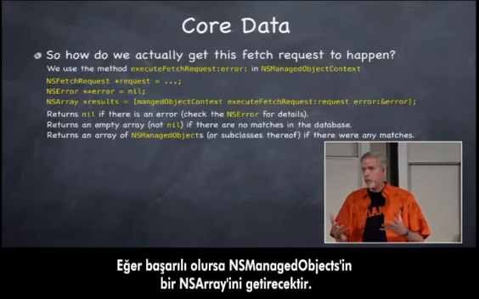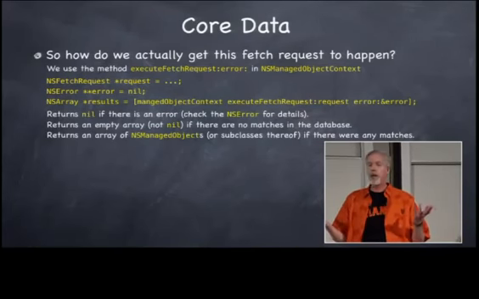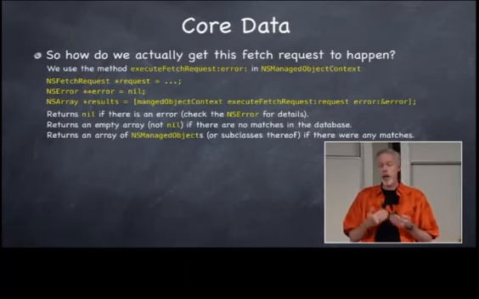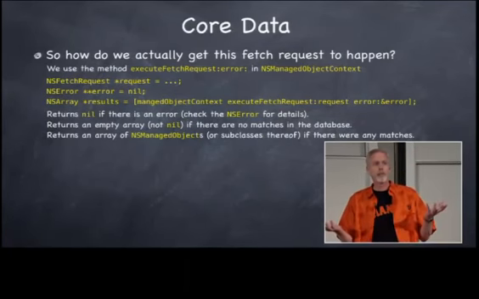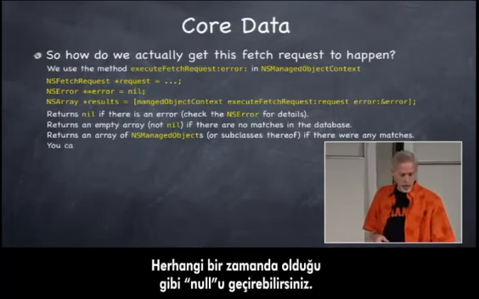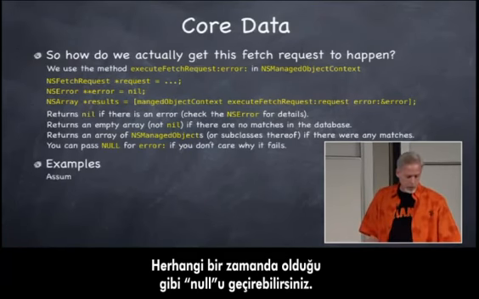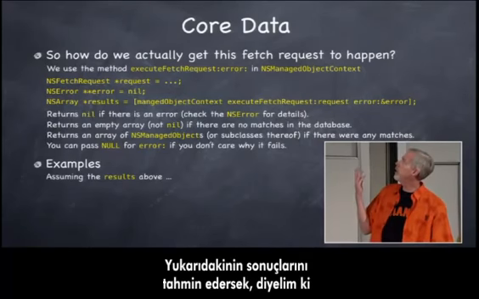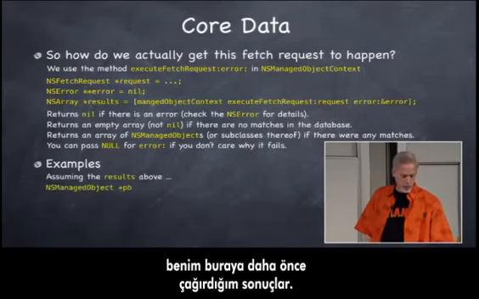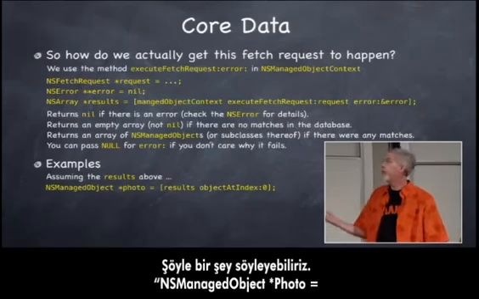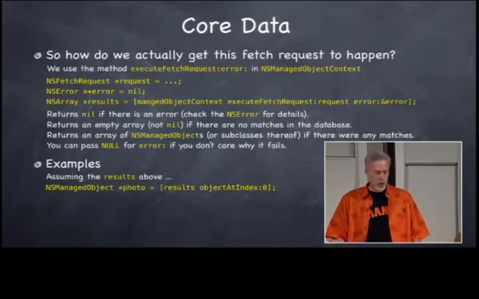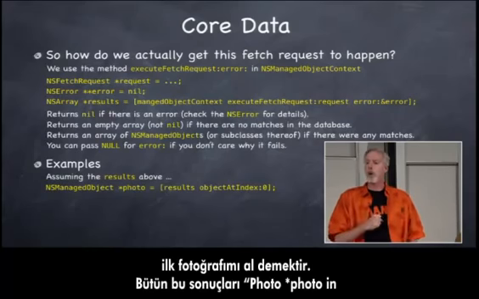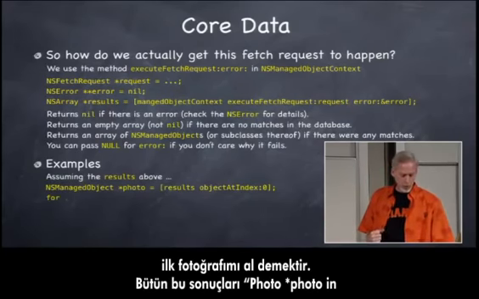If it's successful, then it returns an NSArray of NSManagedObjects. And if I have a custom subclass, it'll be an NSArray of those custom subclasses. You can pass nil, obviously, just like at any time. So what are some examples? Assuming the results that I called up here earlier, I might say something like NSManagedObject star photo equals results objectAtIndex 0. Okay, get my first photo in the list of photos that is returned.